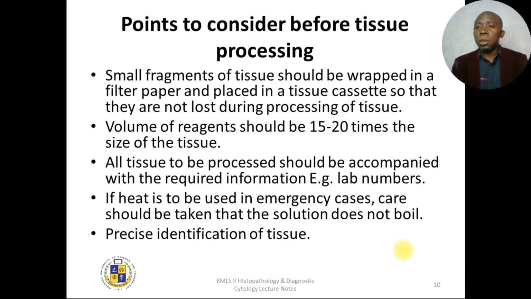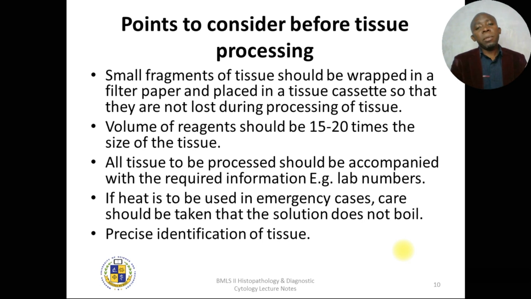Sometimes we receive very small samples in the lab, for example some true cuts, some scrapings. These are really very small, and they can disappear. They cannot be put in the cassettes alone; they can go through the pores of the cassettes. So during the process of processing the tissue, they can be lost. To avoid losing such tissues, we need to wrap them in a filter paper and then put them in a cassette, and then we continue to put them in the other processing reagents.